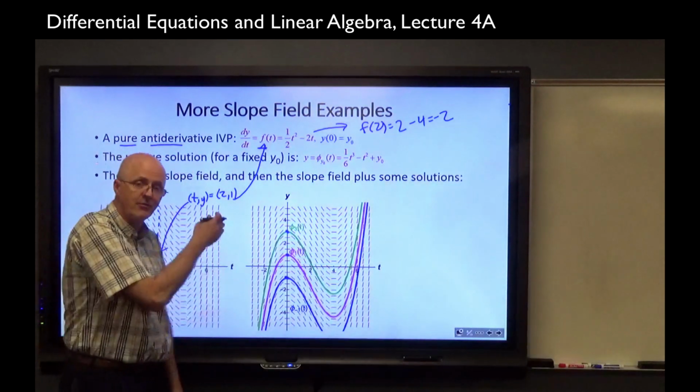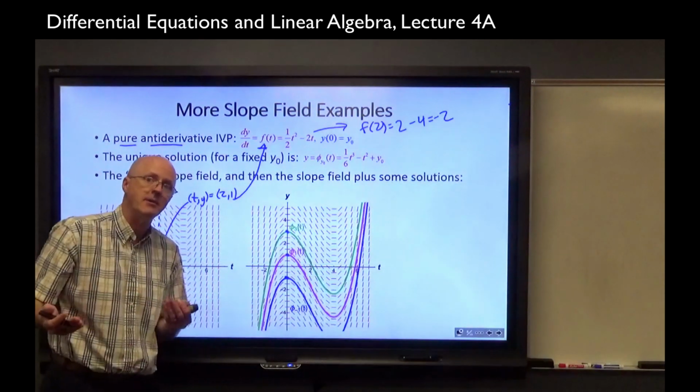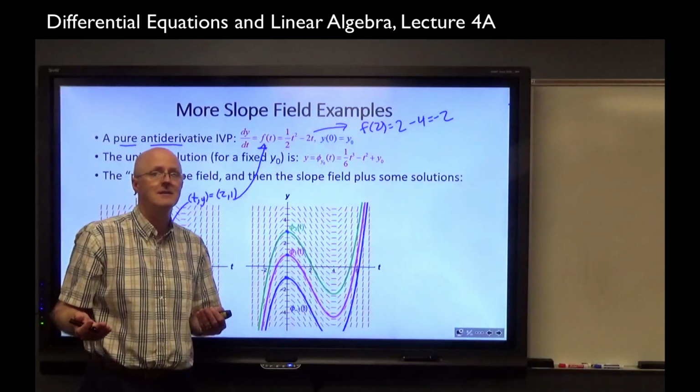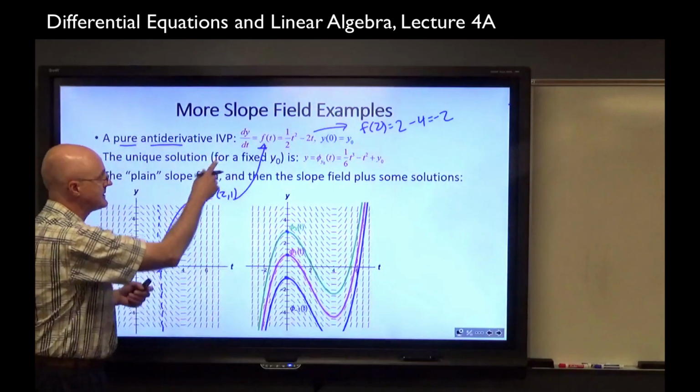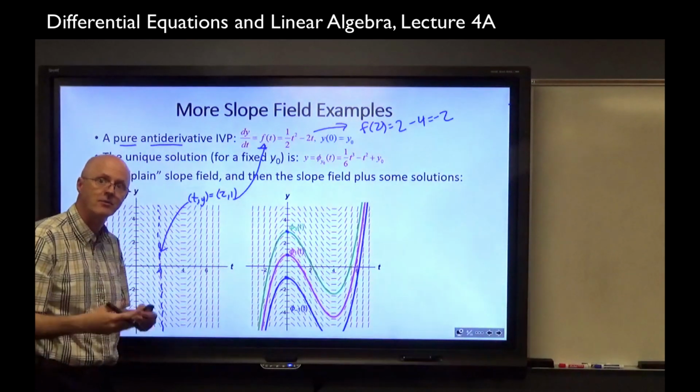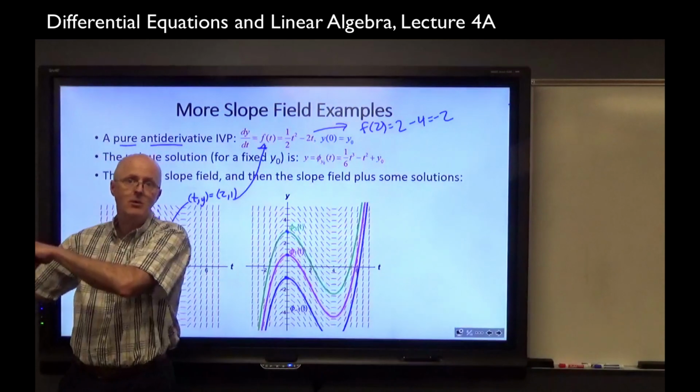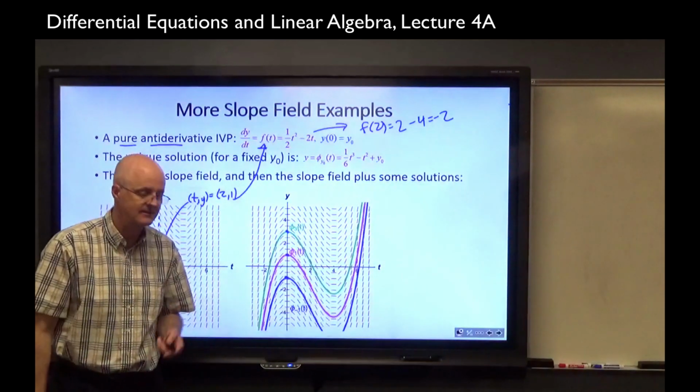And these solutions are all vertical translations of each other. They're all antiderivatives of the same function. That should make good sense then. So for pure antiderivatives, slope fields are constant along vertical lines. For those autonomous equations, they're constant along horizontal lines.